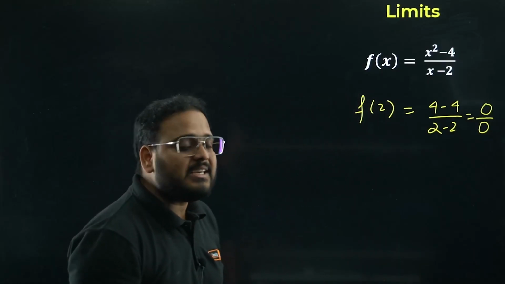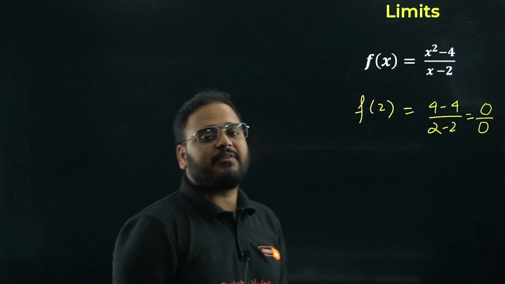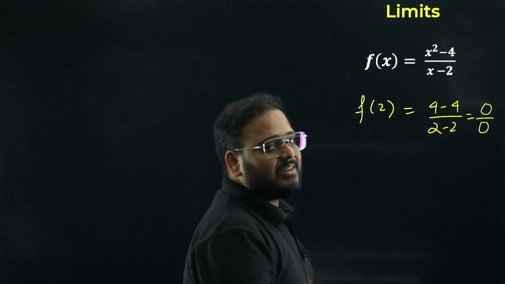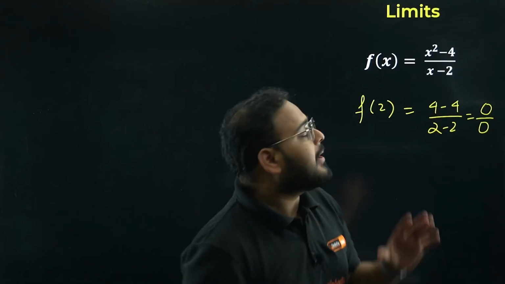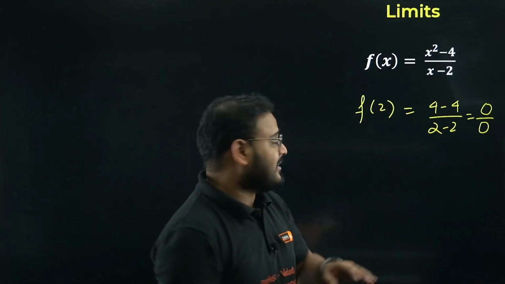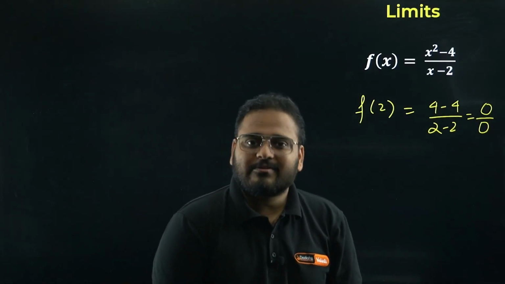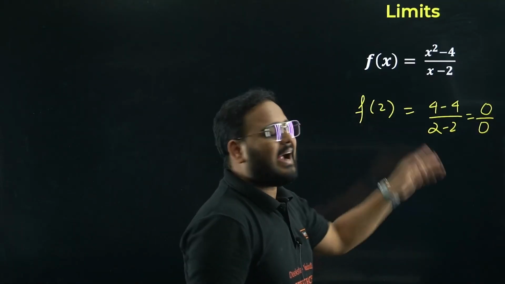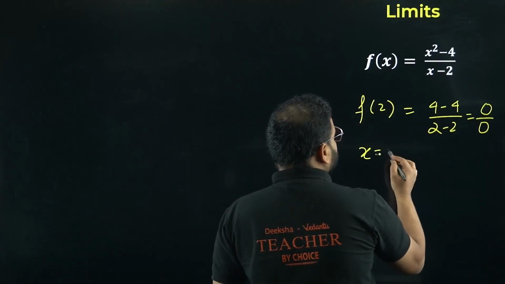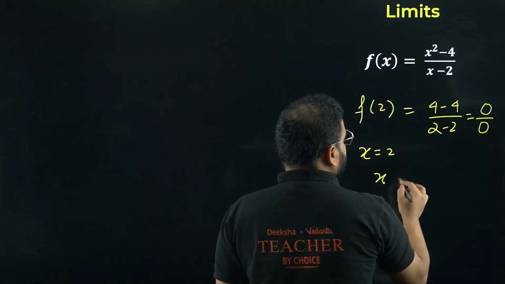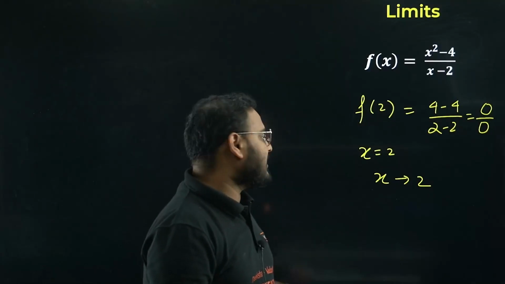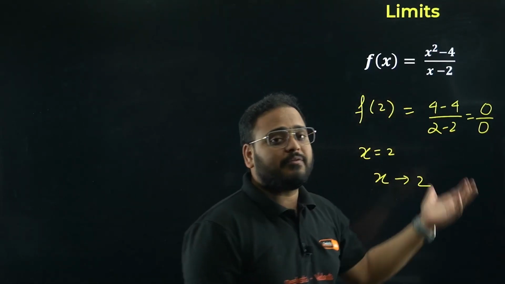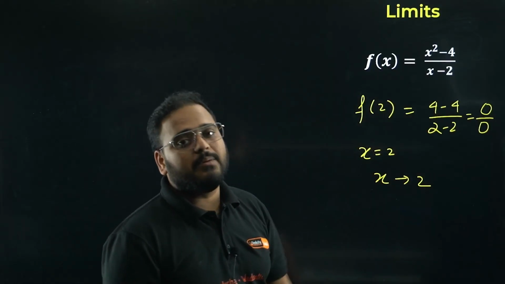So whenever you see a function coming like 0 by 0 or infinity by infinity, these are called indeterminate forms. Basically, whenever you cannot define a function directly at a given point, we try to find the limiting value. We try to approach the value, instead of writing x equals 2, we write x tends to 2. Instead of reaching there directly, we try to approach 2 from both the sides. Then we find the value of the function at that point, and that is called the limiting value of the function.